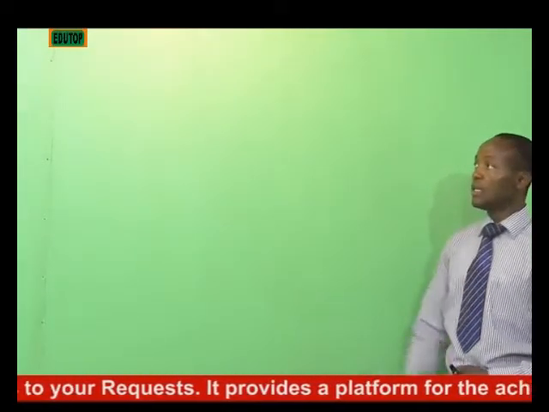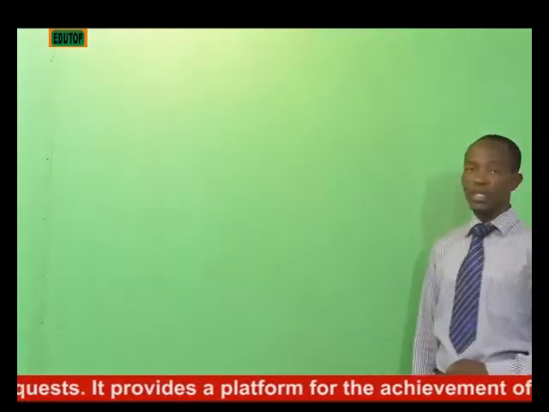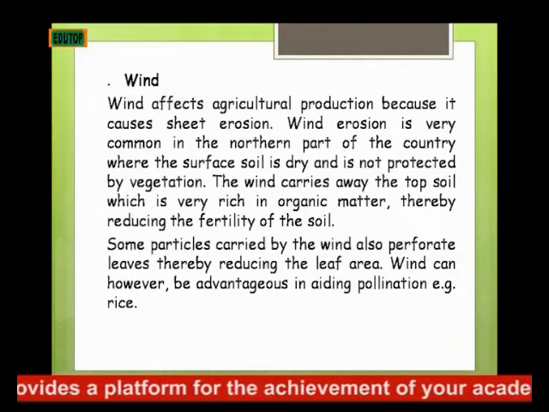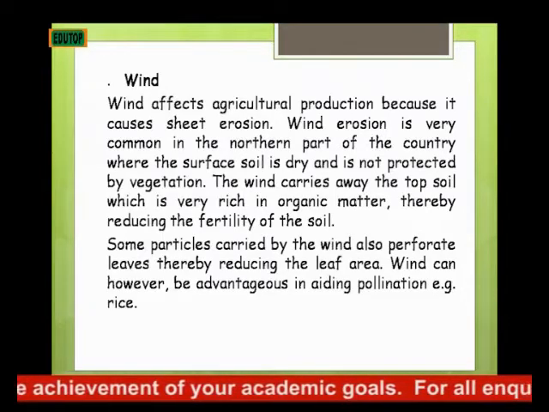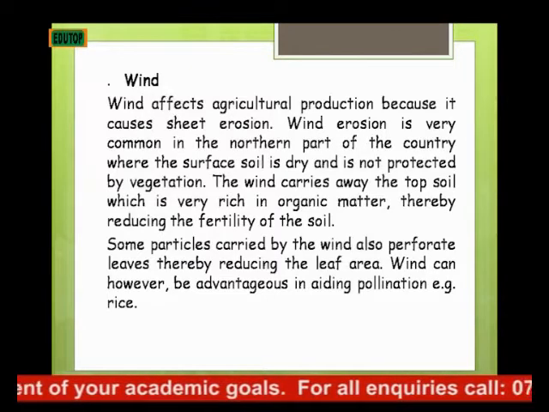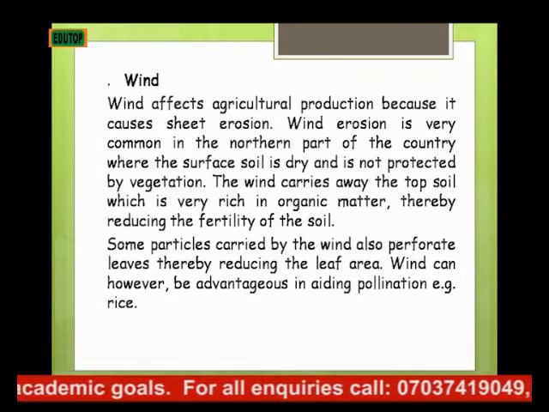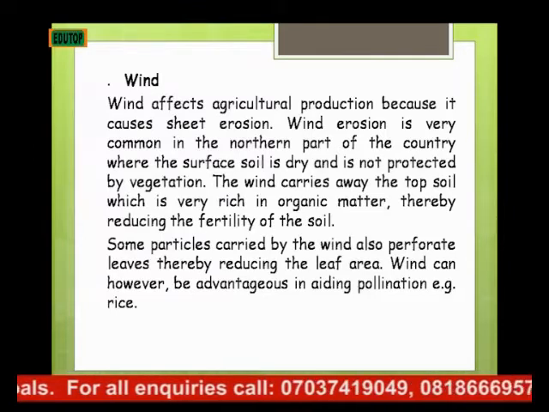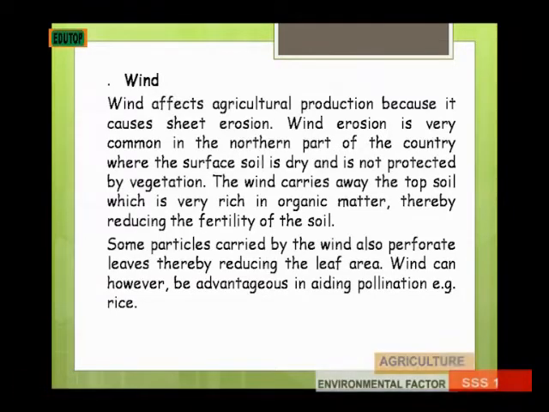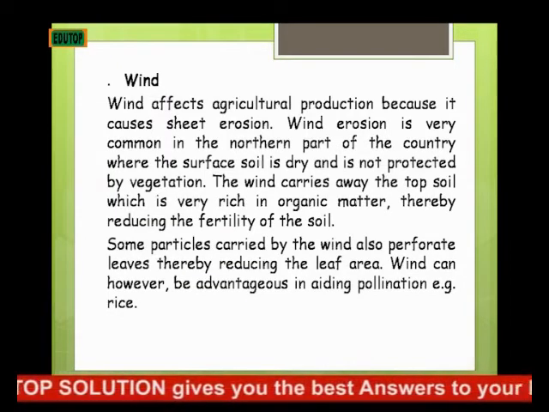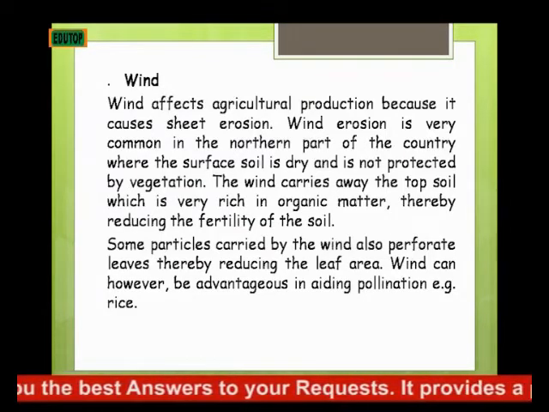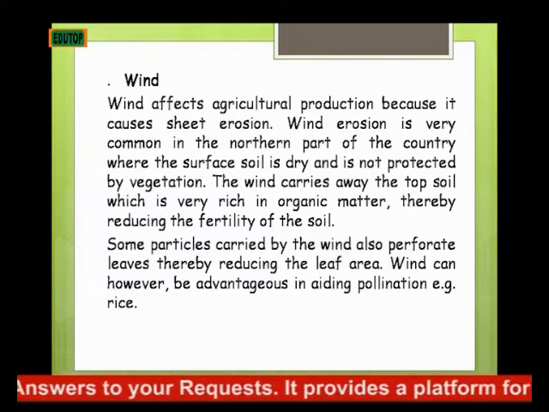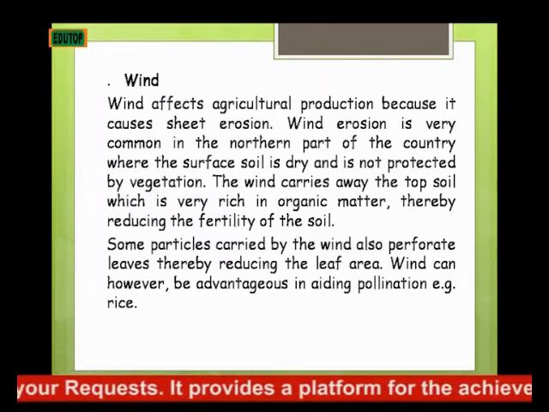Now we'll be looking at the fifth element, which is wind. Wind affects agricultural production because it causes sheet erosion. Wind erosion is very common in the northern part of the country where the surface soil is dry and is not protected by vegetation. The wind carries away the topsoil, which is very rich in organic matter, thereby reducing the fertility of such soil. Some particles carried by the wind also perforate leaves, thereby reducing the leaf area. And once the leaf area is reduced, photosynthesis is also altered.